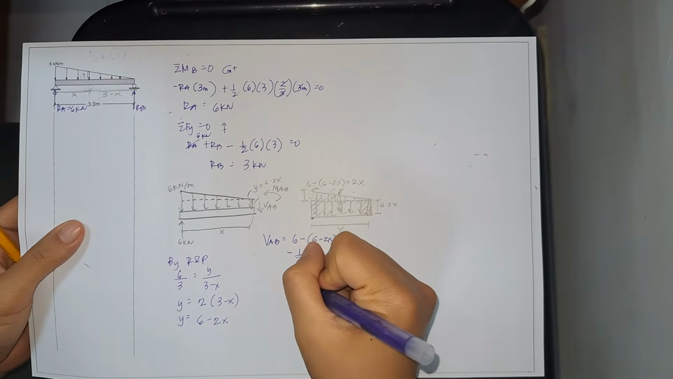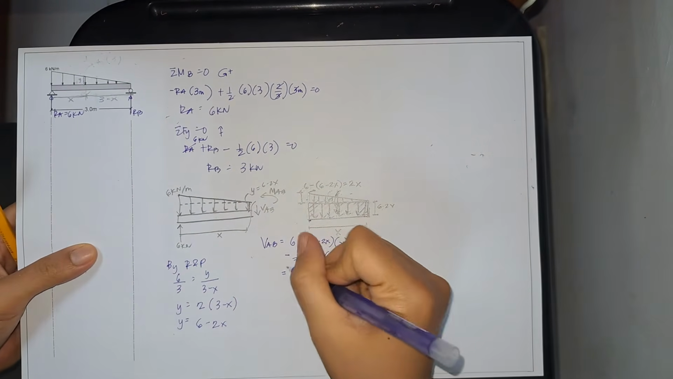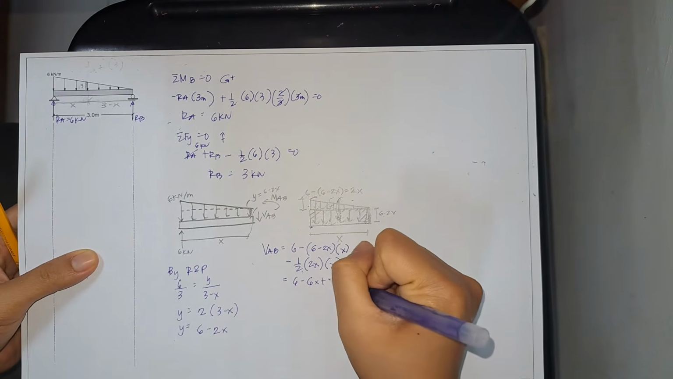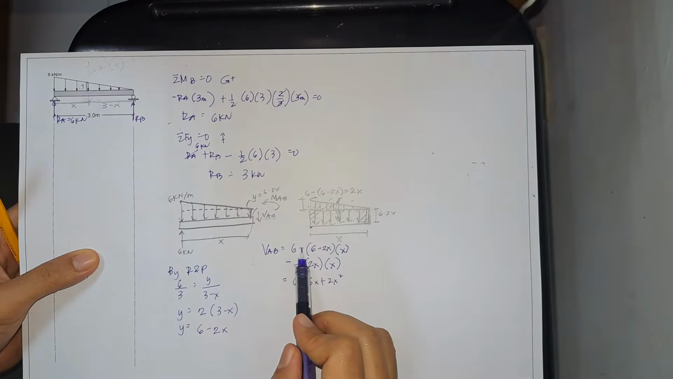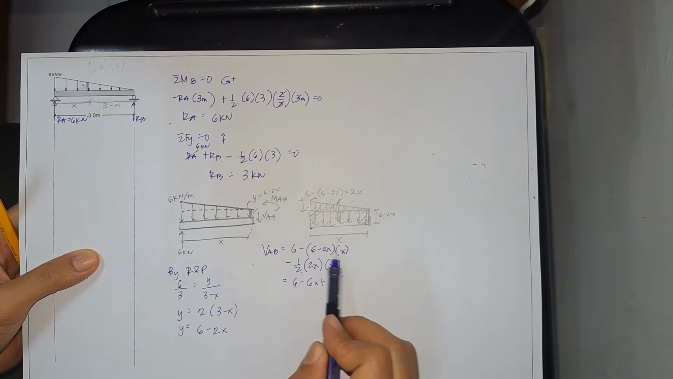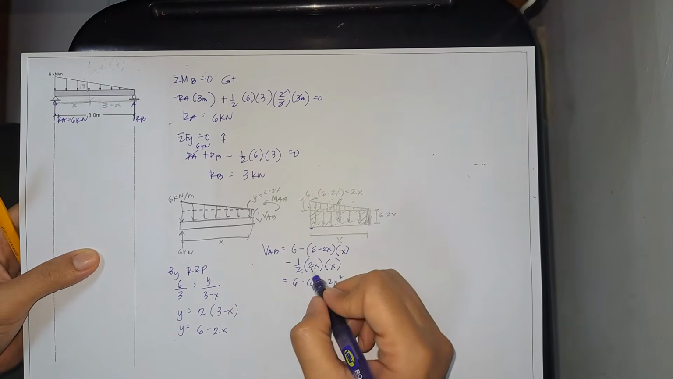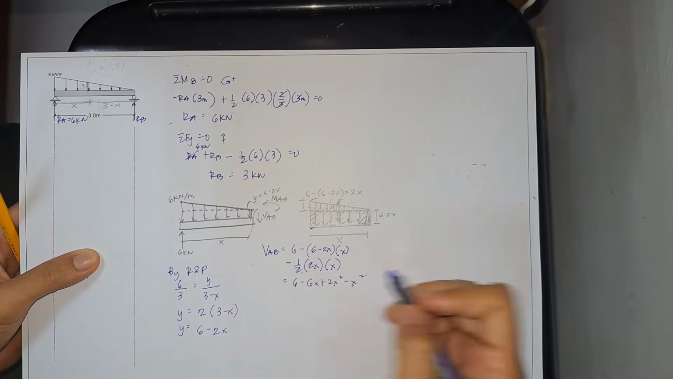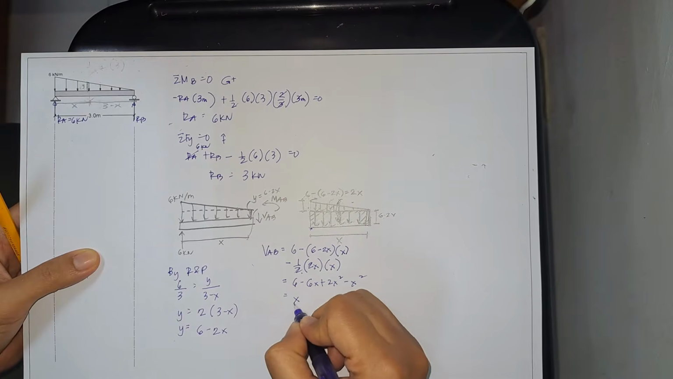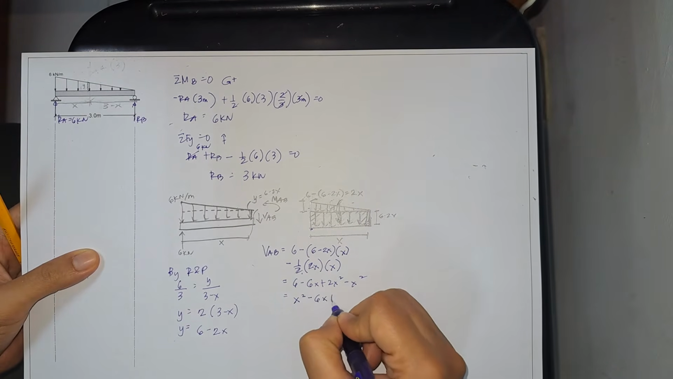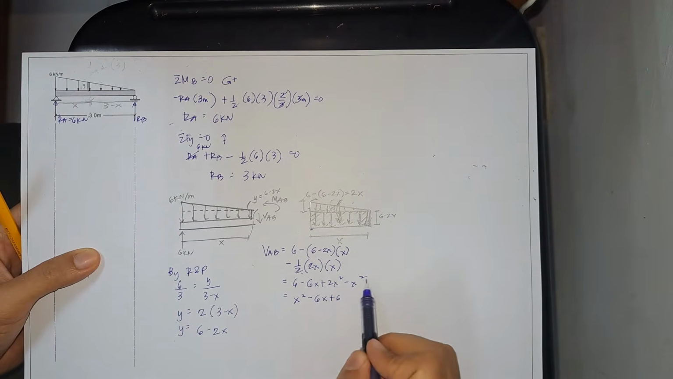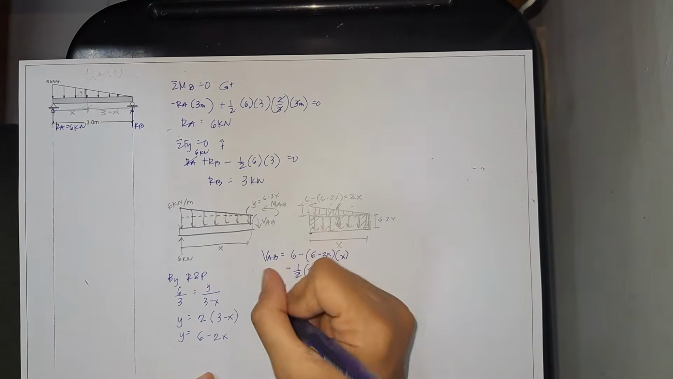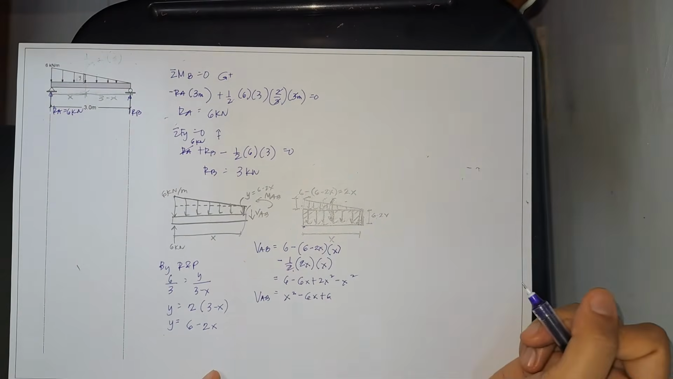Okay? So, simplify na lang po natin. 6 minus 6x plus 2x squared. Am I right? 6 minus 6x plus 2x squared. Okay, and then cancel out yan. Minus x squared. Okay. Therefore, we have here x squared minus 6x plus 6. Okay. So, this is now the resisting shear at segment AB.